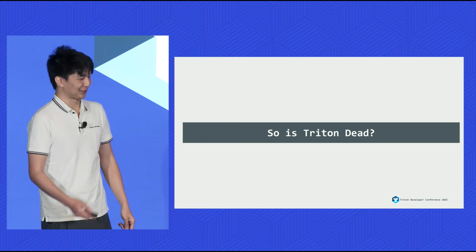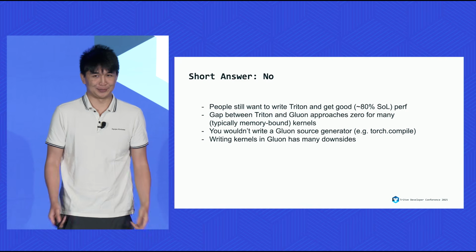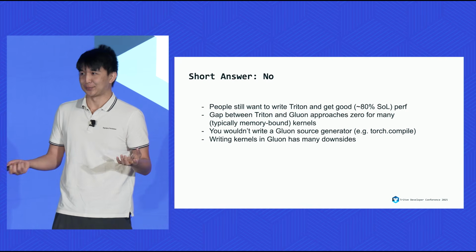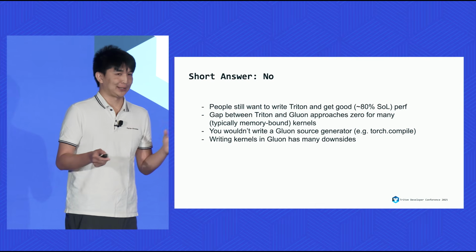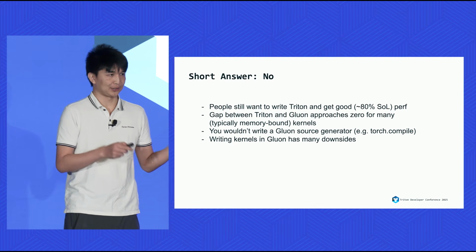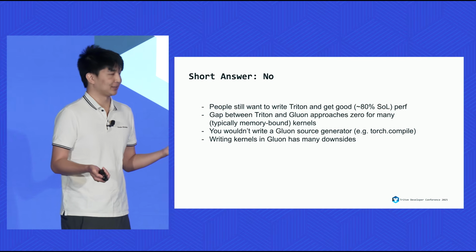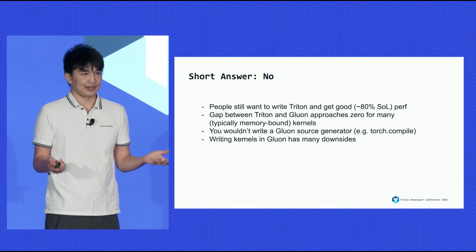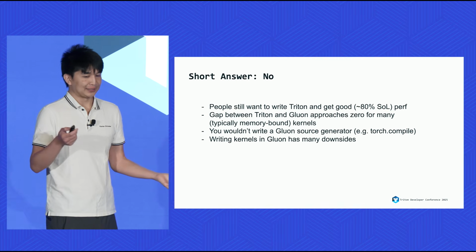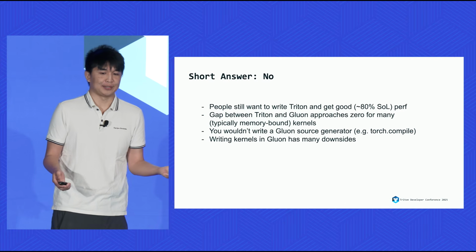And so the question is, is Triton dead? No. The reason is simply that people still want to write Triton and get good performance. Even on Blackwell, for typically memory-bound style kernels, the software pipelining does really well, and the automatic warp specialization that Triton does also works fairly well for a lot of the cases. And the gap can either be 0 or even negative for certain kernels. The Triton compiler is actually pretty good in many, many cases.